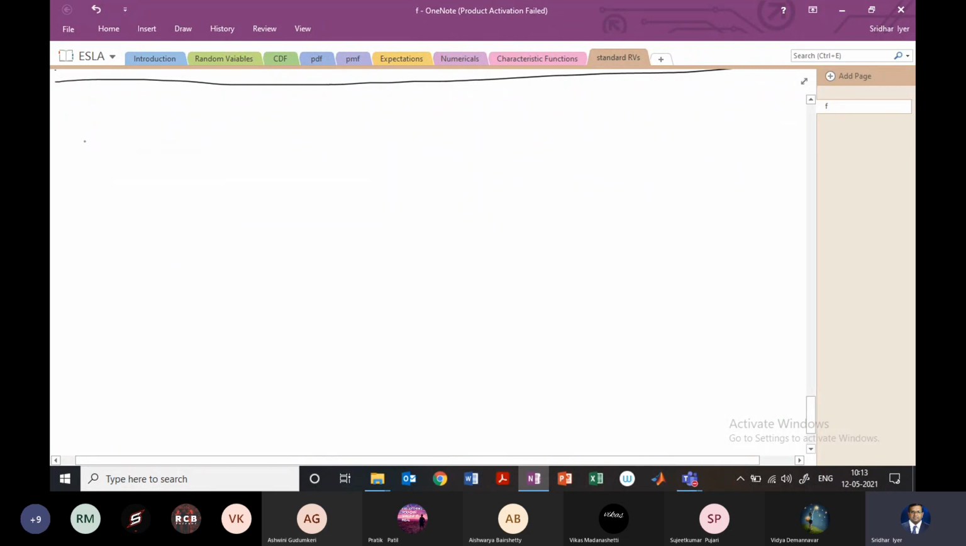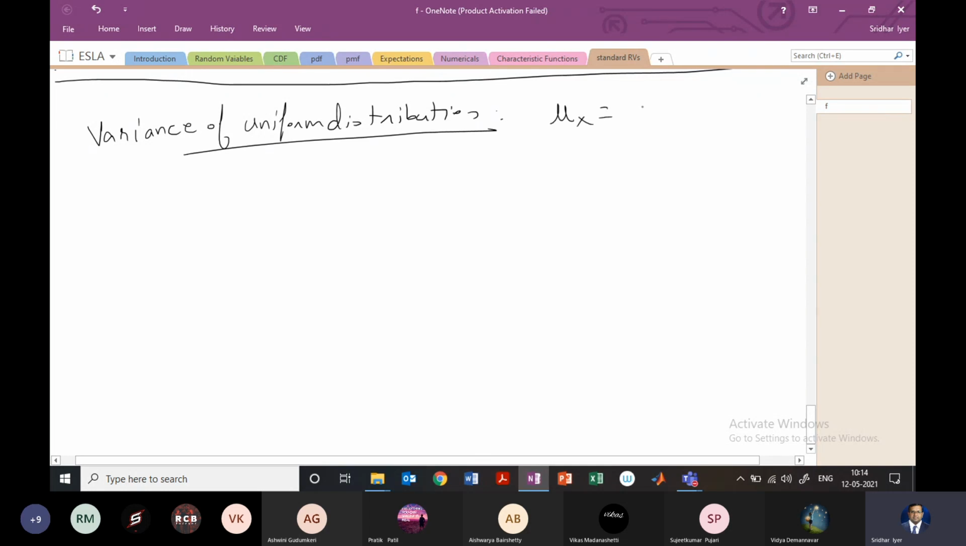So let us first take the first part which I had asked you to do, that is the variance of uniform distribution. Okay. So for reference, we had already found the mean value. So I'll write it here. Mu x is b plus a by 2. Okay. You can also write this in terms of x1 and x2. Okay. So now our aim is to find the variance.